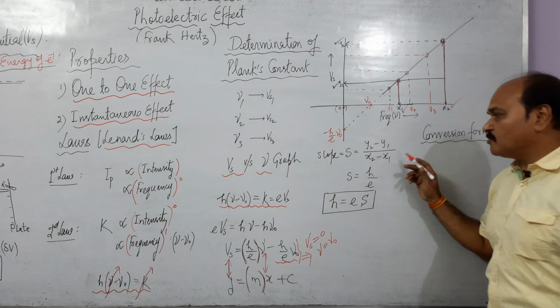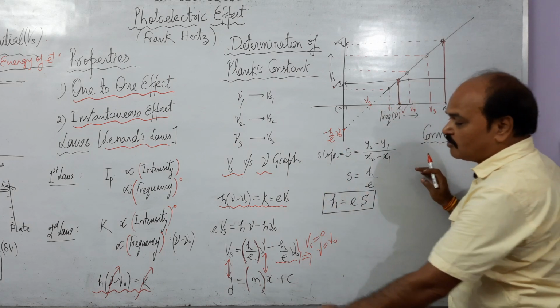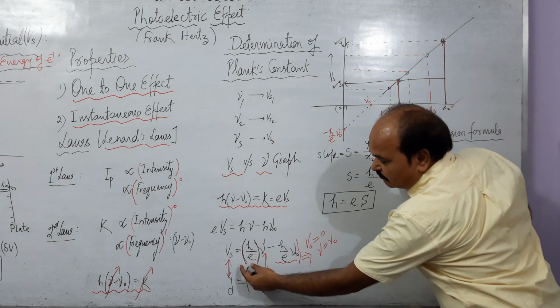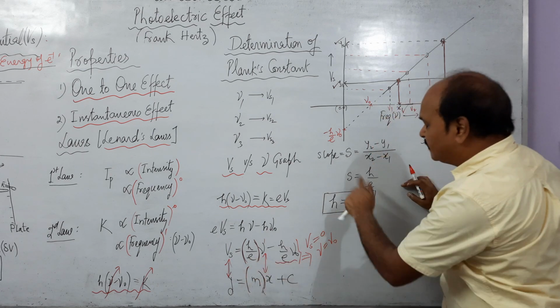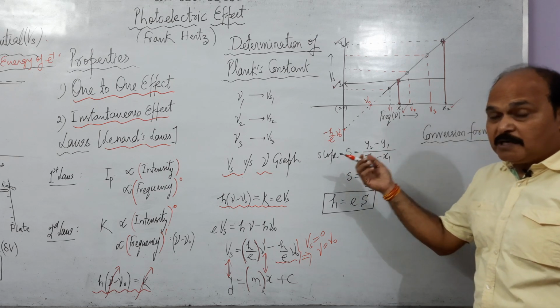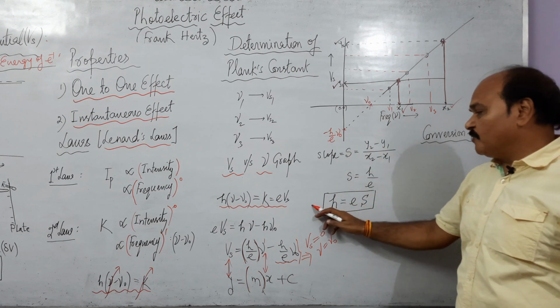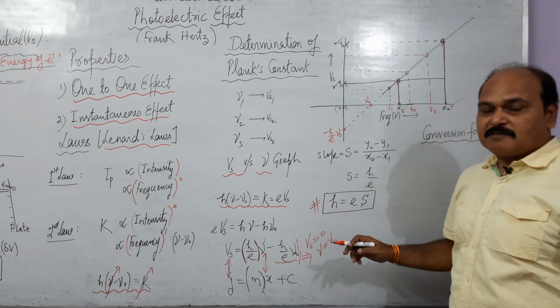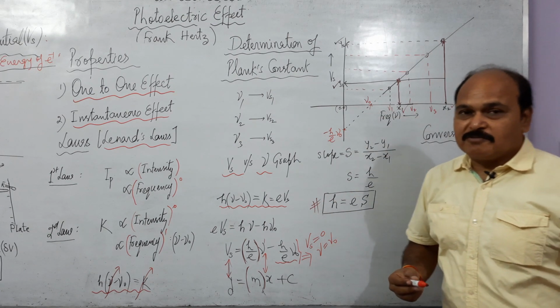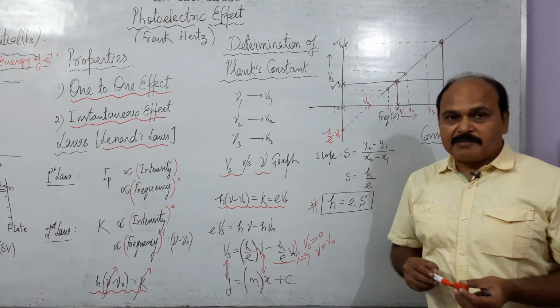And we have just understood that the slope of the straight line is nothing but m, and m is nothing but h upon e. The slope of the straight line is h upon e. So if we multiply this slope, which we have found out experimentally, with e, the elementary charge, what do we get? We get the Planck constant. So that's how we are able to find out the Planck constant using the photoelectric effect.